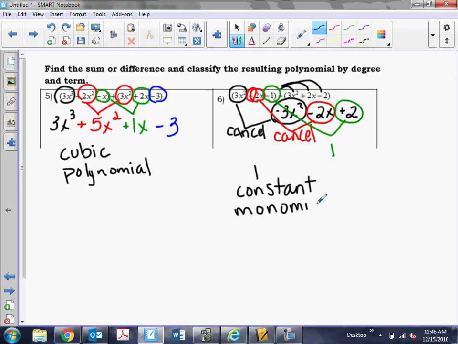I want you to go ahead and put a star next to this because this one is special. You don't see this all the time, but if you do see this, you have to understand that since there is no variable with it, it's considered a constant, and since there's only one term, it is a monomial.